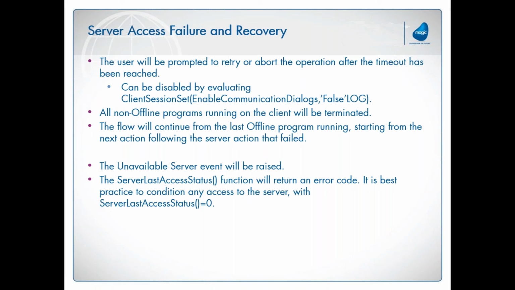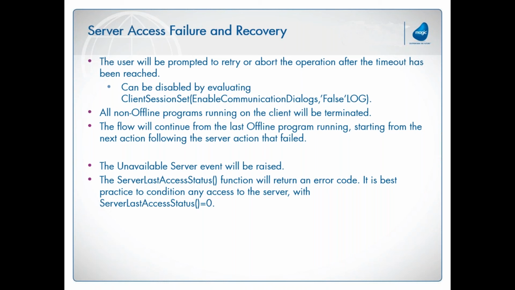This event is automatically raised when you try to contact the server and it is not available. So you can write generic logic there, for example, show a nicer message box to the user, or keep track of this in a log file or whatever you want. And the other thing you can use is a function, server last access status function. If there is a connection to the server, it will return 0. If there was a problem, and there are some kinds of problems, you will get a different error code.